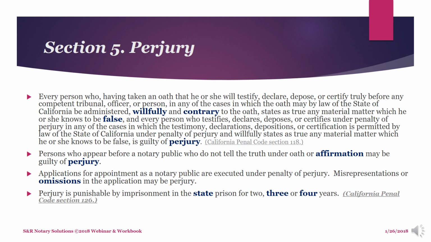Persons who appear before a notary public who do not tell the truth under oath or affirmation may be guilty of perjury. Applications for appointment as a notary public are executed under penalty of perjury. Misrepresentations or omissions in the application may be perjury. Perjury is punishable by imprisonment in the state prison for 2, 3, or 4 years.